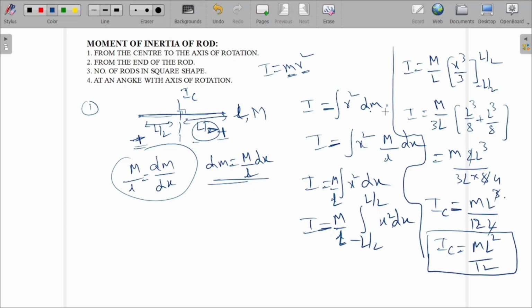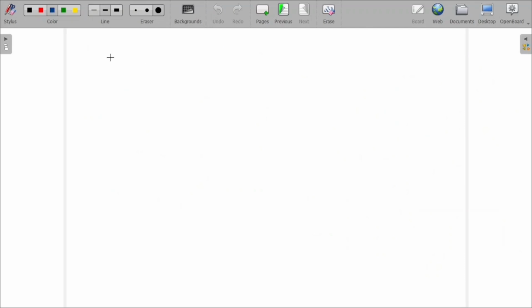So this is regarding the axis of rotation through the center. Then what will it be from the end? What will it be from the end? If this is the rod, from this point I need the moment of inertia.